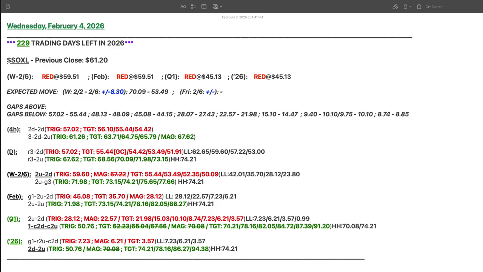So there you have it. Those are your triggers and targets for everything from a scalping perspective all the way up through the 1 year chart. I hope everybody enjoyed it. Tried to jam in as much information as possible without taking up too much of your time.